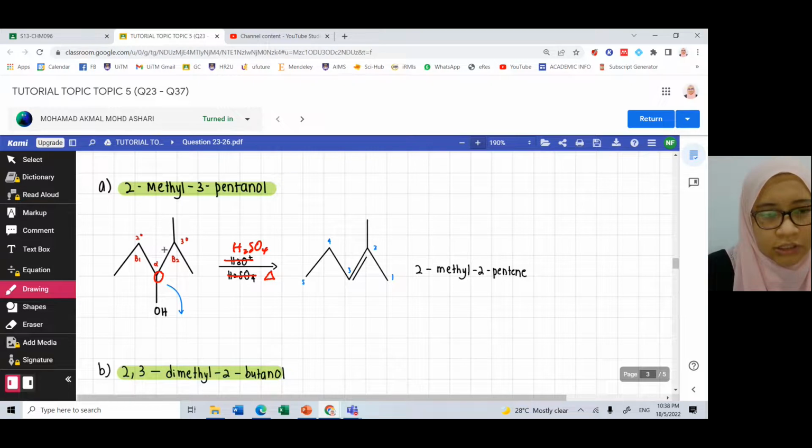It happens there are two, so we have to consider both. Here we have one hydrogen. For this carbon here, we also have one hydrogen. So this is just a matter of preference: which hydrogen will be prioritized to be removed. For this, we have a rule that governs the removal of the hydrogen. It is known as Zaitsev's rule.